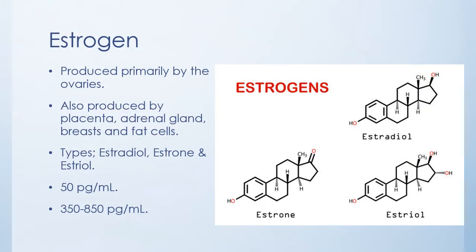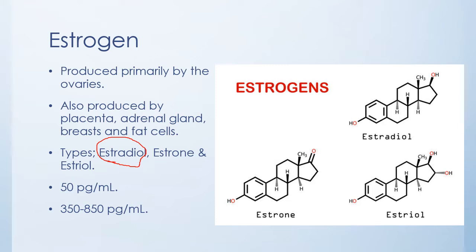All right, so let's talk about estrogen now. It is produced primarily by the ovaries, and also by the placenta, adrenal gland, breast, and fat cells. Mainly estradiol is the active form of estrogen, and you have estrone and also estriol. Maybe you want to tell me where you can find estrone and where you can find estriol. You can WhatsApp me, or just comment in the comment section below.